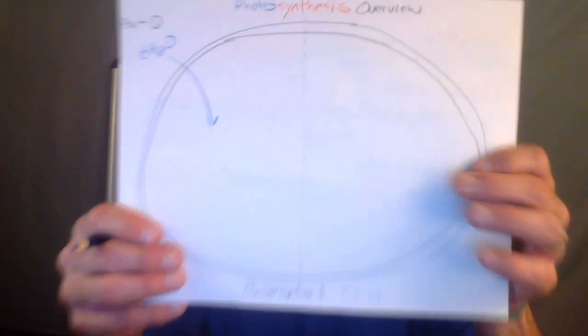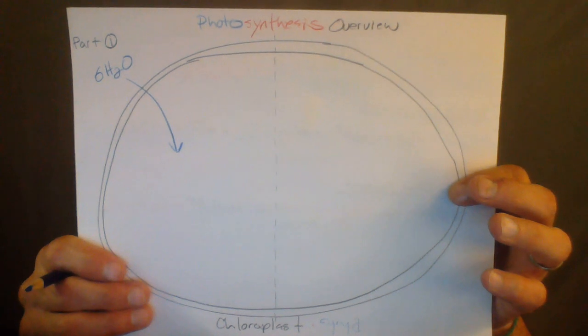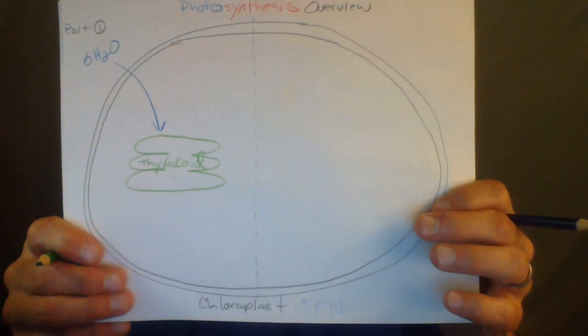Then I'm going to take my blue pencil, and on the outside I'm going to write 6H2O, and draw an arrow going in like that. So there's the water going in. Then I'm going to take my green and draw something that looks like a squished snowman or a stack of green pancakes, and I'm going to label it the thylakoid.